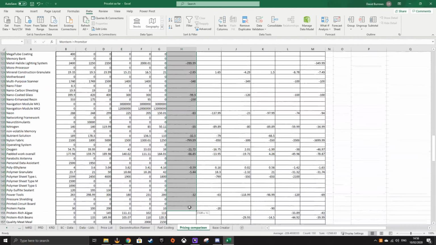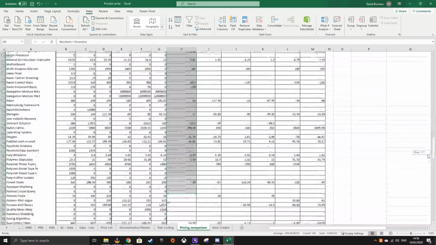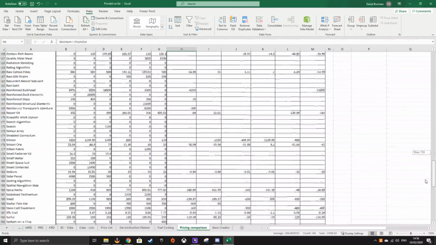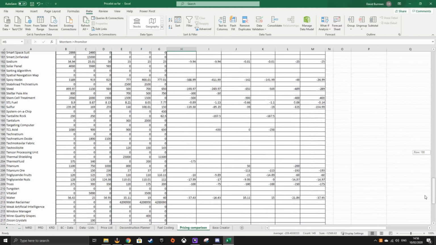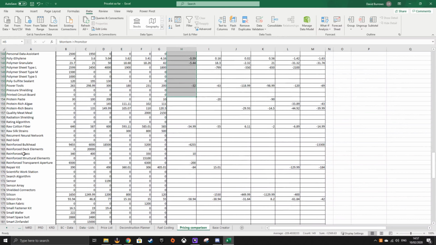So for example, if you were on Montum and you were planning to travel to Prometer, it shows you the profit that you will make from each individual item. As you can see, there's not many profits there at the moment. This one here, reinforced glass, you would make 10 per unit.